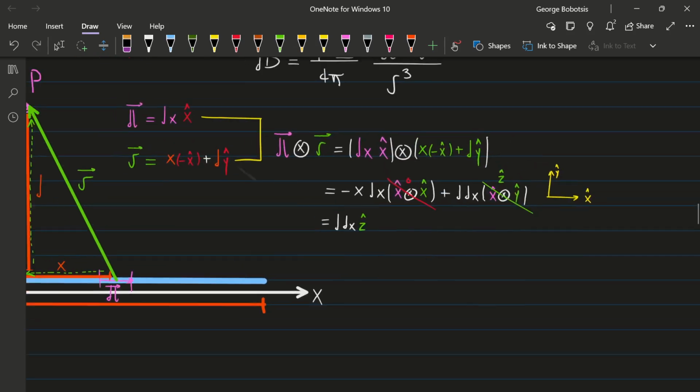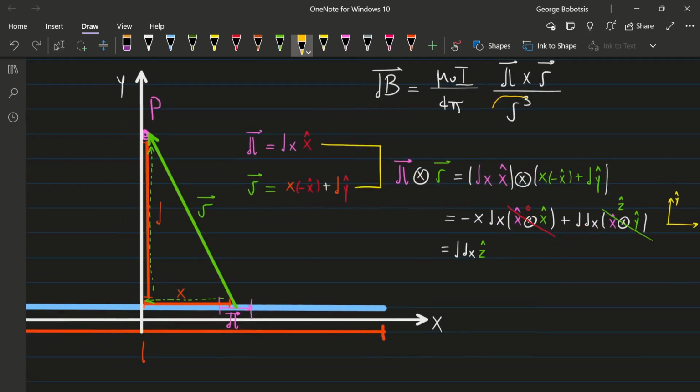Okay, so the only missing piece is the magnitude here of r, and that's easy to see. Do Pythagoras on these two guys. So r will be the square root of x squared plus d squared.